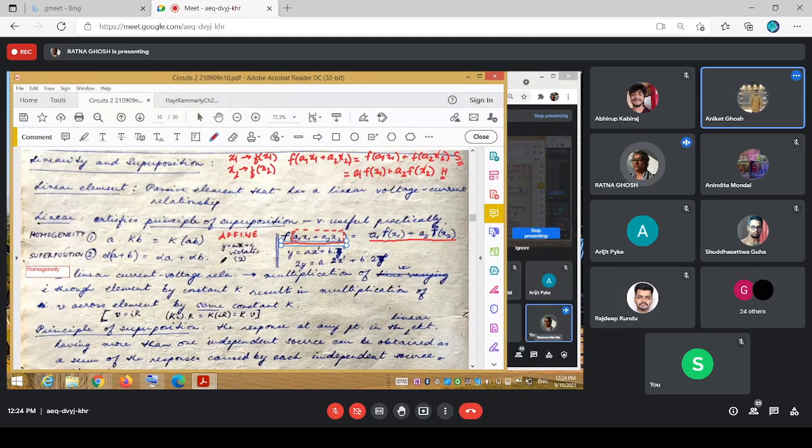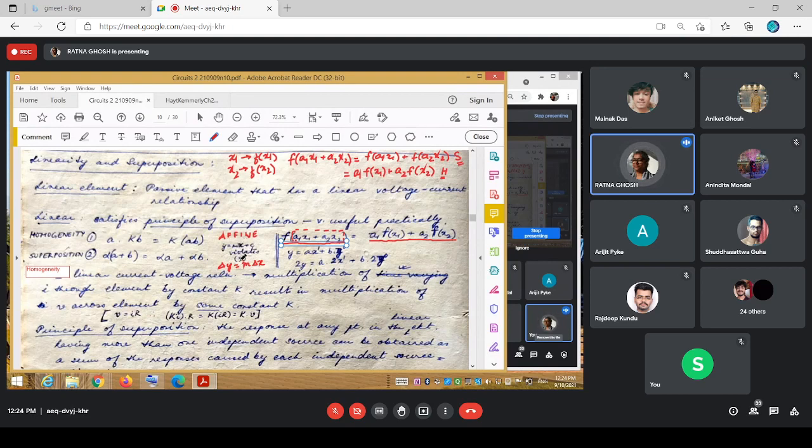Actually, if you look at the small changes, what is delta y? M delta x. Now see, this one is linear. So this is the equation of a straight line, which is an affine relation, but the changes in y are related linearly to the changes in x, because that gets rid of your intercept.